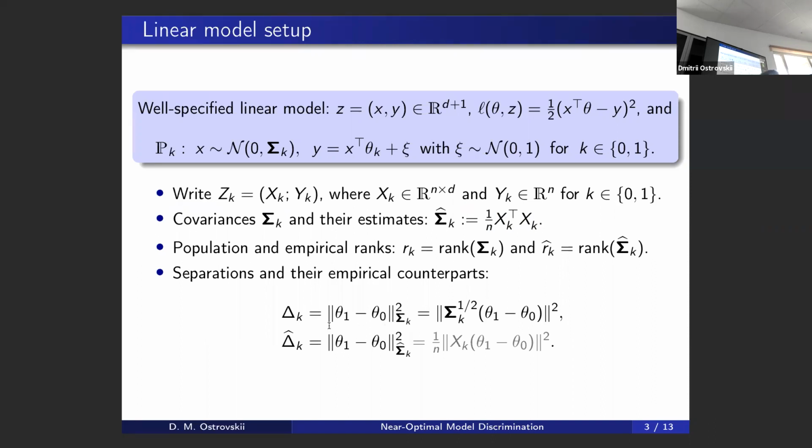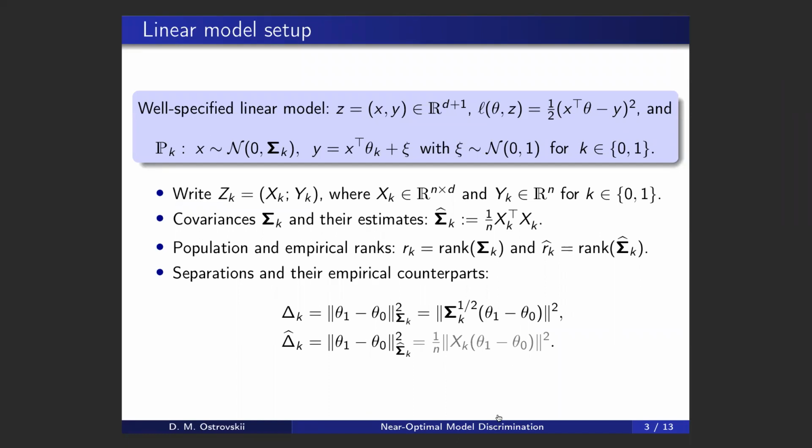So the separation is the excess risk for the well-specified linear model with quadratic loss. It's going to be probably 1/2 is missing, but okay. Theta_1 minus theta_0 squared in the Mahalanobis norm of Sigma_K. And then I also have what I call delta_K hat. It's the random estimate of delta_K, the empirical separation, where Sigma_K is replaced by the sample covariance matrix.